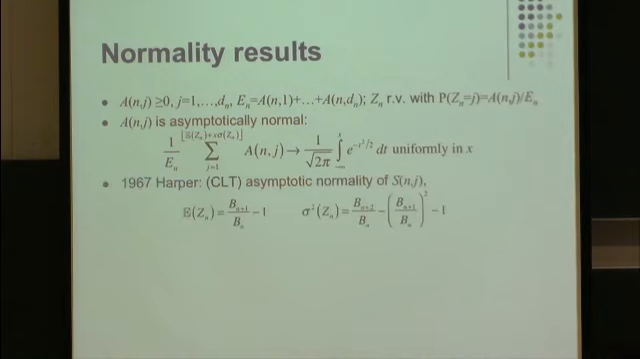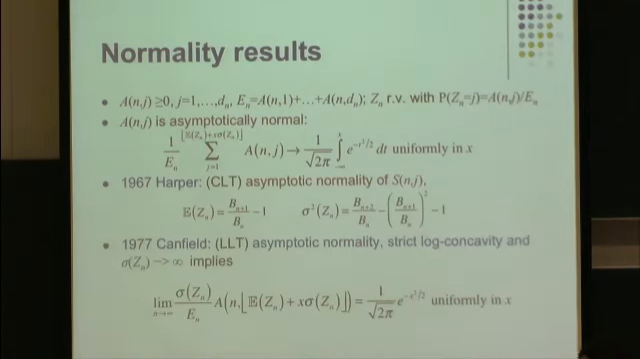In 1967, Harper showed the asymptotic normality of the Stirling numbers, and he gave the expectation and the variance, which means that you actually can use this to estimate the Stirling numbers without having to go through a long recursion.